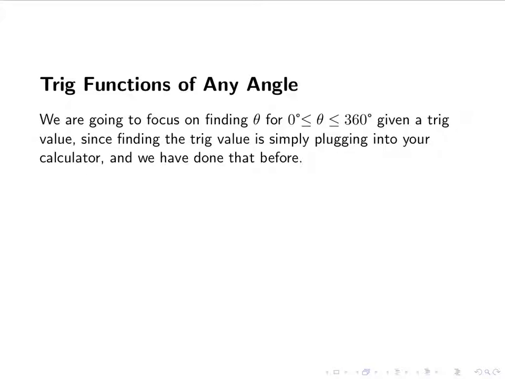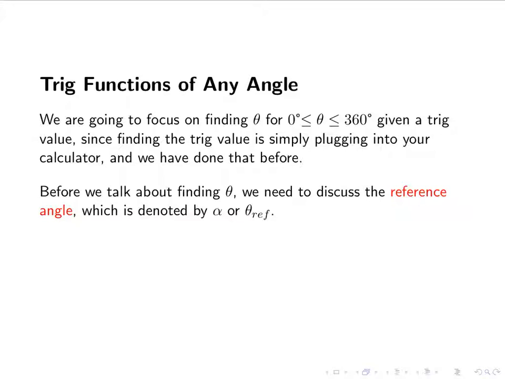Hello everyone, today we're going to look at trig functions of any angle. So we're going to focus on finding theta between 0 and 360 degrees given the trig value. Finding the trig value is just as easy as plugging it into your calculator. So we're going to do the same thing we did before, except now we're going to have more angles to deal with, and it's not just going to be between 0 and 90, but between 0 and 360.